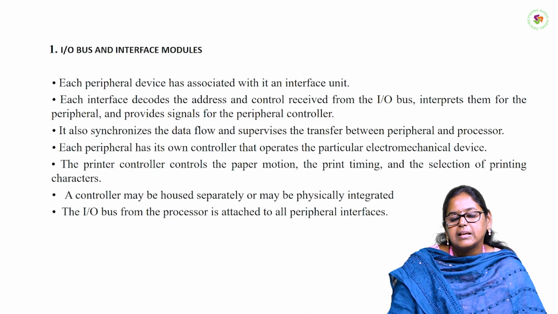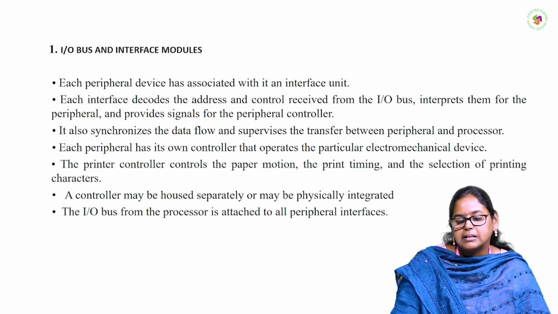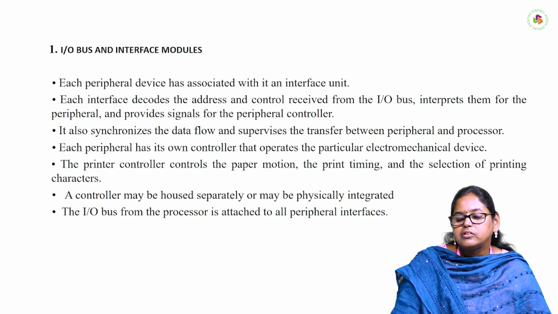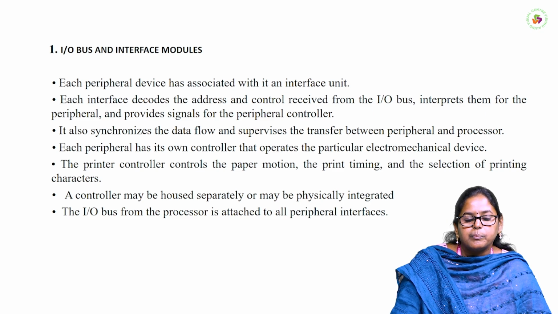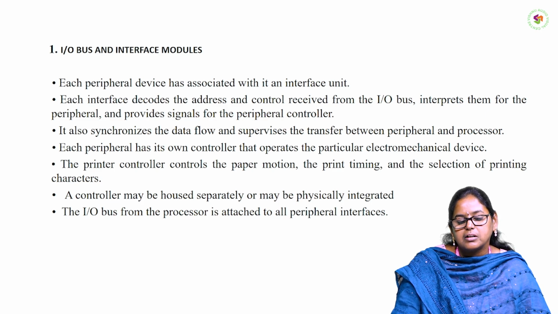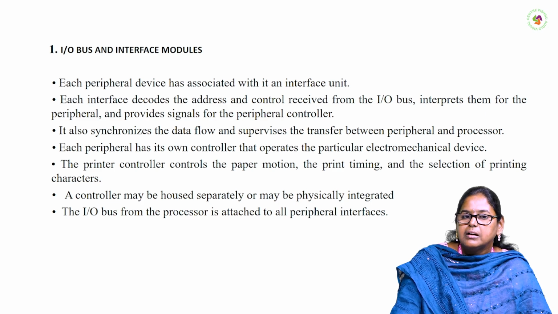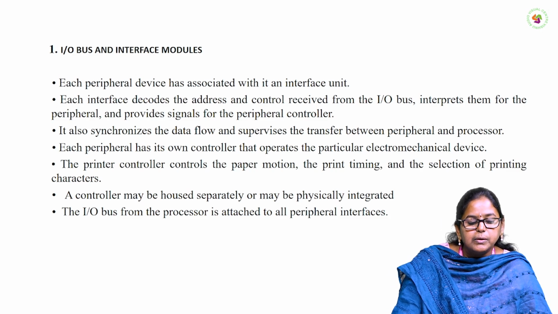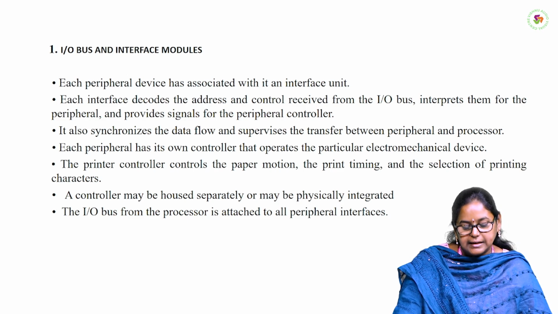And here goes the explanation: each peripheral device is associated with an interface unit, and as I have already told, we are going to have 3 types of buses there. The interface receives address and control signals from the IO bus and interprets them for the peripheral, and it is going to be providing signals for the peripheral controller, and synchronization of the data flow, and supervises the transfer of information between the different peripherals and the processor. As an example, when we take the printer, the printer controller controls the paper motion, paper timing, and selection of the printing characters there.